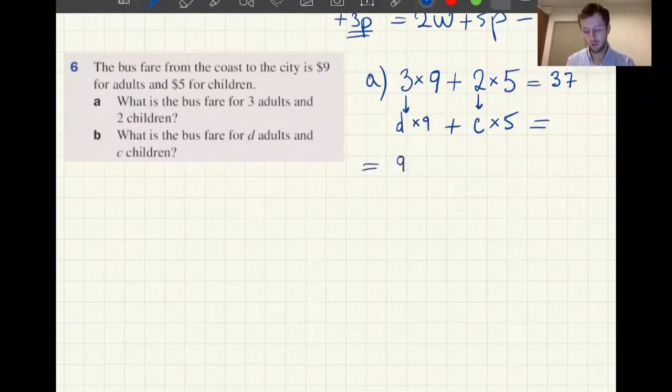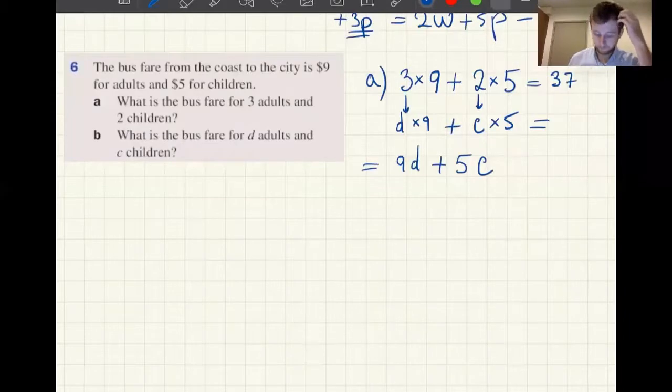It's going to be 9D plus 5C. Like this, 9D plus 5C. And can we find how much it is? No, we can't. It can be anything depending on how much D is and how much C is. That's the thing about letters. They are kind of generalizing. So we can't know what it is for sure.